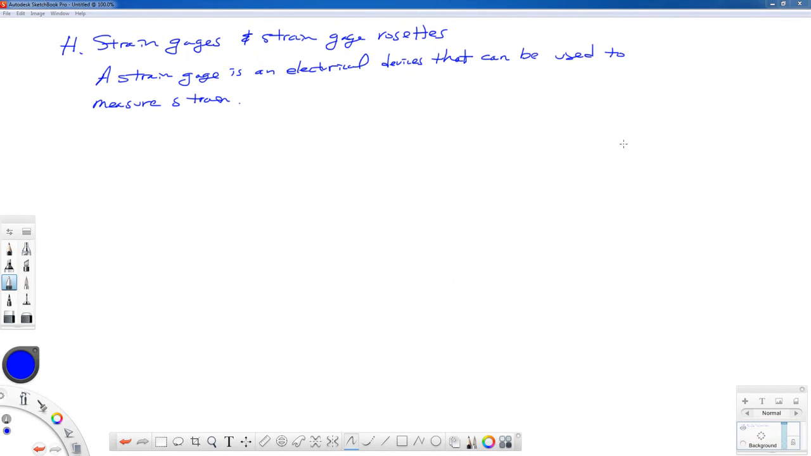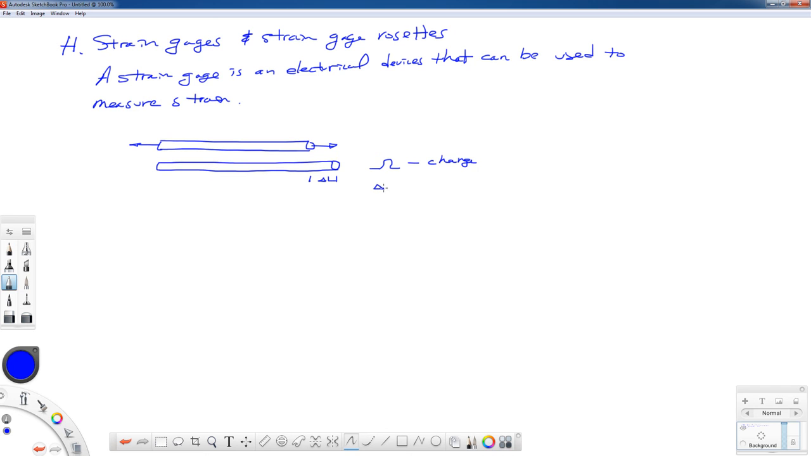So a strain gauge is an electrical device that can be used to measure strain. You may have learned in physics that if you stretch out a wire, the resistivity of the wire changes. So you have a wire. I'm just going to draw this like it's a bar. You can think of this as a very thin, long wire. And as you stretch this out, it changes the length. And as you change the length, because of Poisson's ratio, the cross-section also changes. The resistance, the ohms, change. So we have a change in resistivity as we apply a load to it.